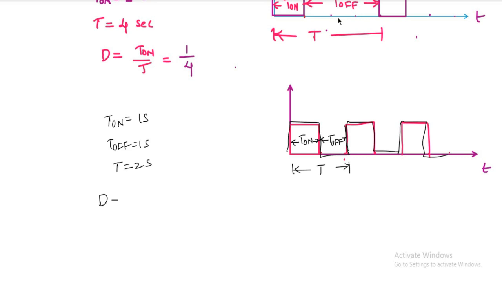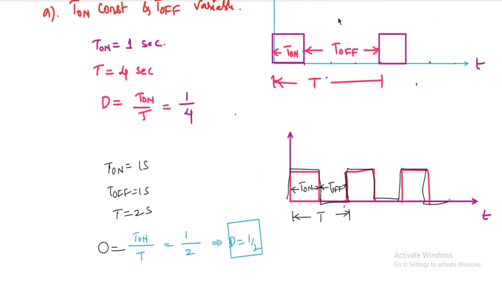So we can find the duty ratio, that is T equal to T on by total time period. T on is 1 second here and total time period is 2, so the duty ratio here is 1 by 2. Earlier it was 1 by 4, now it is 1 by 2. You can see the difference. T on is kept constant, but T off is varied. So by changing the off time period of the switch, we can change the duty ratio.